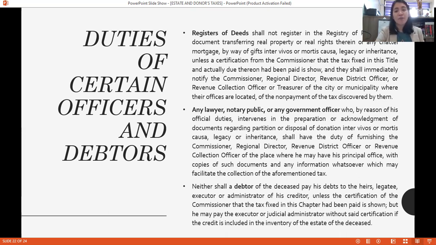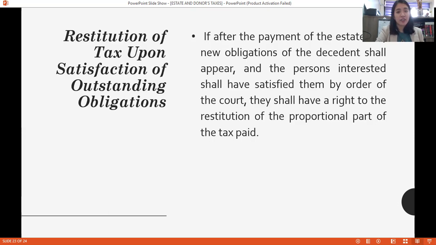Yung lawyer naman, notary public or any government officer na nag-intervene in the preparation or acknowledgement of the documents, meron silang duty to furnish the commissioner, the regional director, the revenue district officer or revenue collection officer of such documents, copies of such documents. And yung mga debtors naman, hindi sila pwedeng magbayad kani-kanino lang. Kailangan merong certification na talagang bayad na yung estate tax.